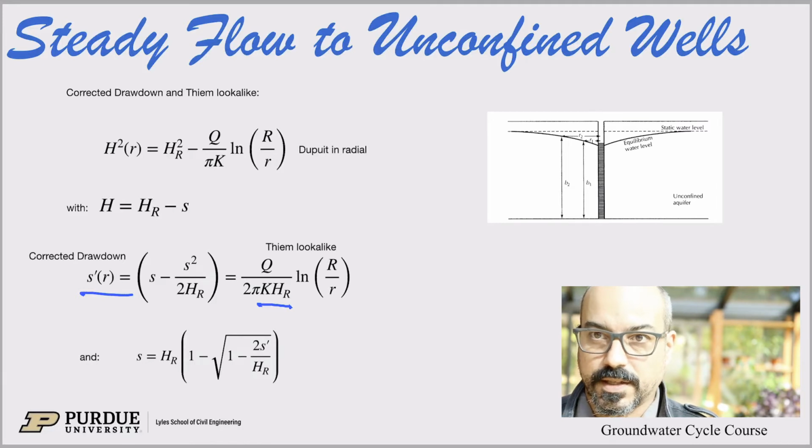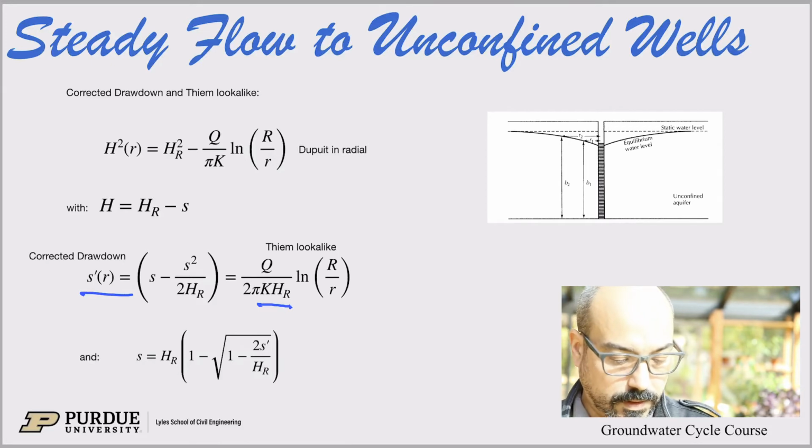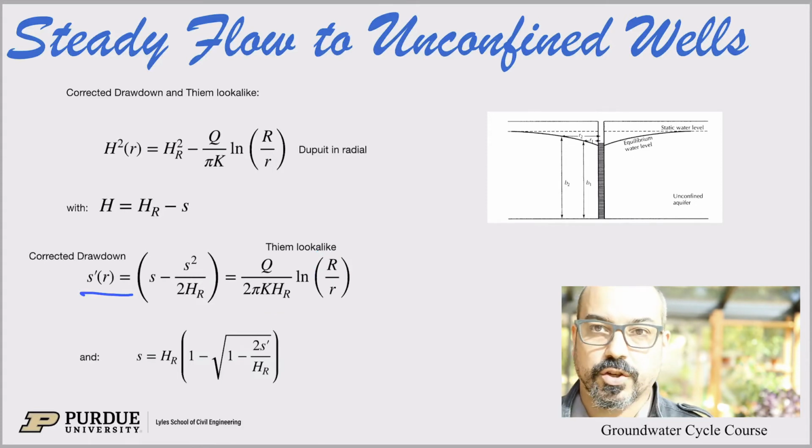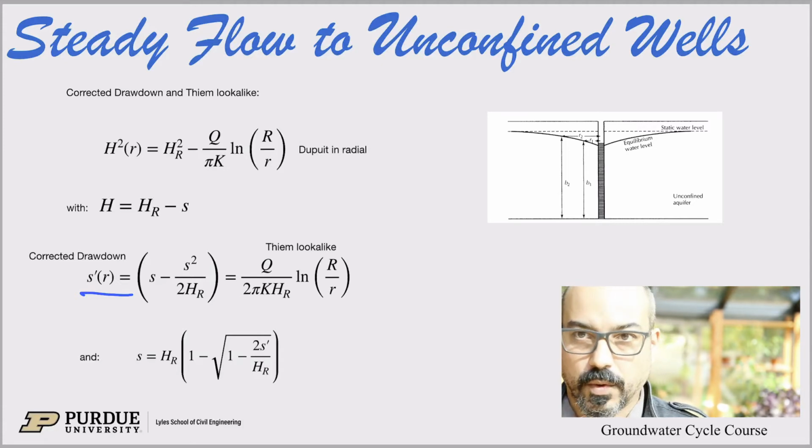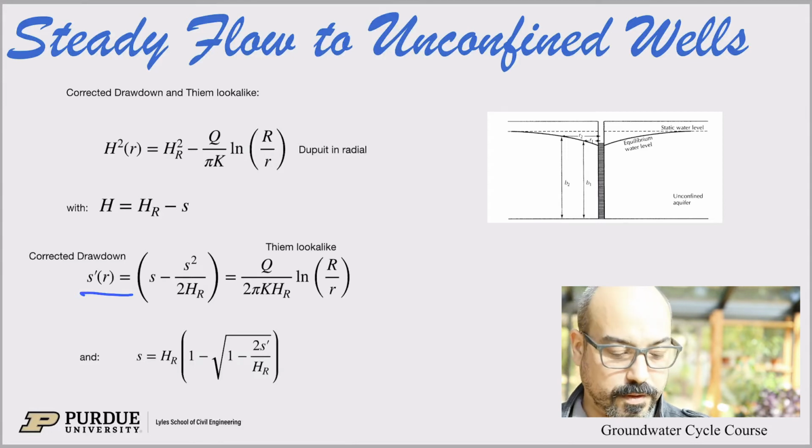So if everything is stable, now you can see that K is a constant, HR is a constant, so that's your stable level, if you will, in the well. The radius of influence is also a constant. And now we have an expression that looks exactly like the Thiem equation. Sorry, I don't know how to pronounce this name. I've looked over and over, and different people say it differently. So typically I'll say Thiem, I think.